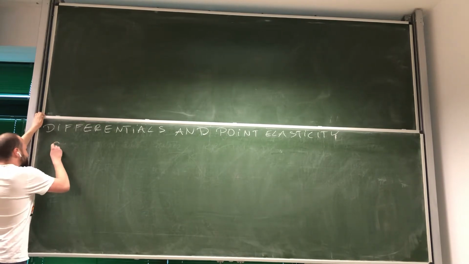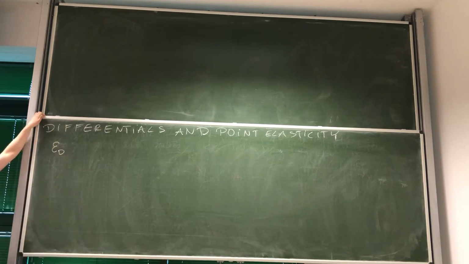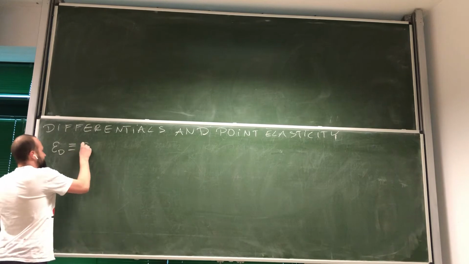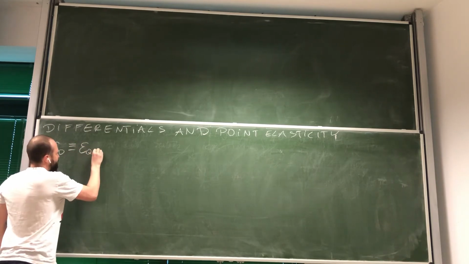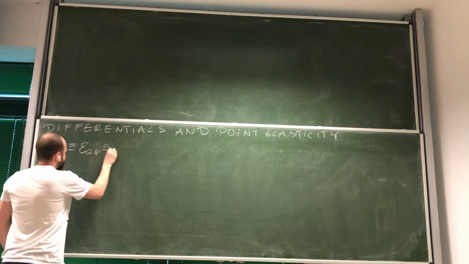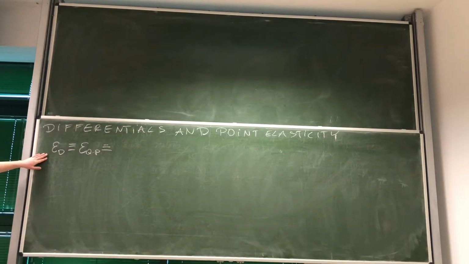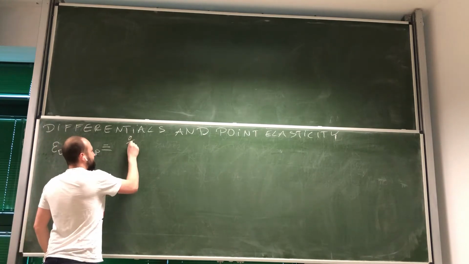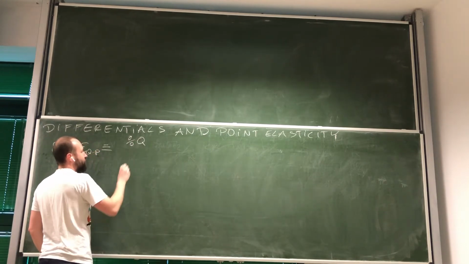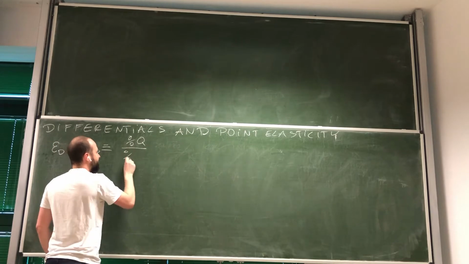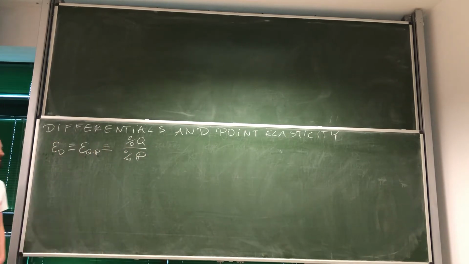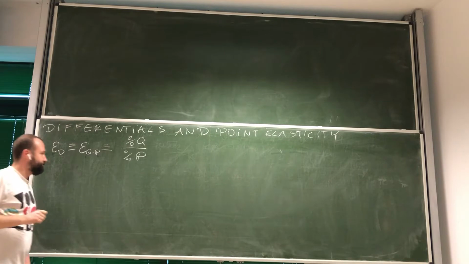So, epsilon d or epsilon qp, this is how we're going to denote demand elasticity or price elasticity of demand, is defined as percentage change in quantity divided by percentage change in price.